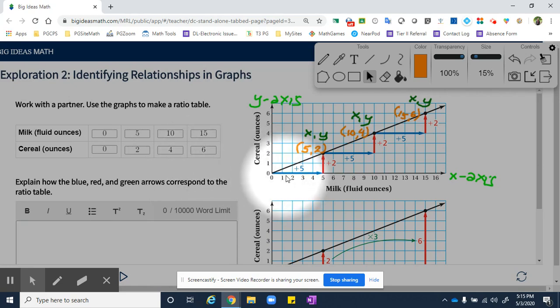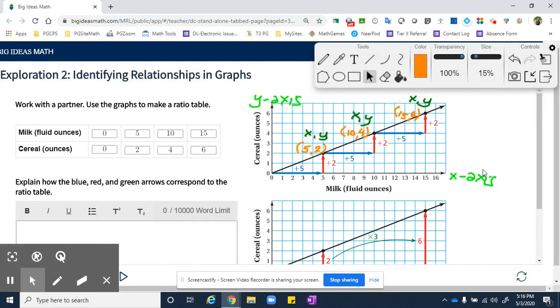So what do these blue and red arrows correspond to in the ratio table? So the red and blue arrows correspond to equivalent ratios. Exactly. You see how consistent we are? We run 5, then we go up 2. Then we run 5, then we go up 2, then we run another 5, then we go up 2. It's the same thing as on our table. We're adding 5 and we're adding 2 at the bottom as well. So that's a constant when we graph ratio relationships. Okay? So let's move on to the next graph.